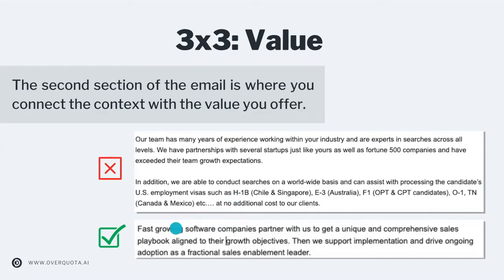Let's take a look at example number 2. "Fast-growing software companies partner with us to get a unique and comprehensive sales playbook aligned to their growth objectives. Then we support implementation and drive ongoing adoption as a fractional sales enablement leader." Example number 2 is the appropriate length of 2 sentences, and it informs me about who they work with and what they offer. It's connected to the context delivered in the first section related to my team's growth, and I can easily translate what's in it for me.